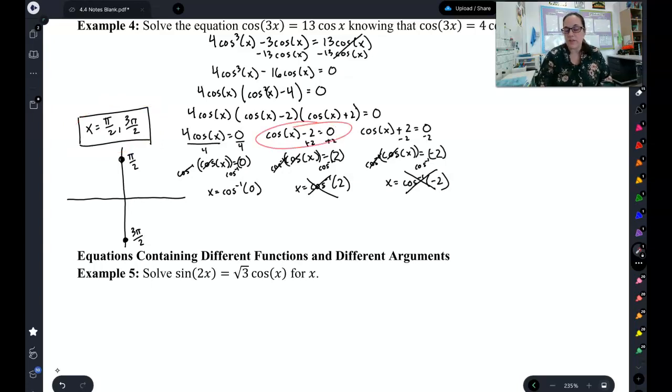Next, I had cosine of x minus 2 equals 0. Solve that to get arc cosine of 2, which, if you try to put this into your calculator, is going to give you an error. That's because it's not in the arc cosine domain. Remember, the arc cosine domain is from -1 to 1. So, same thing happens here when I take cosine of x plus 2 equals 0 and solve, and I get arc cosine of -2. -2 is also not in the arc cosine domain, so that one doesn't work either, which means these are our only two answers.